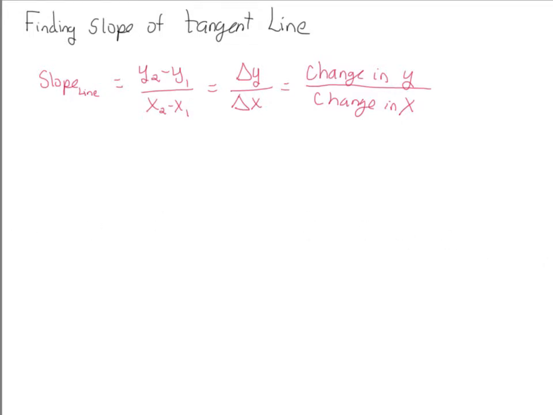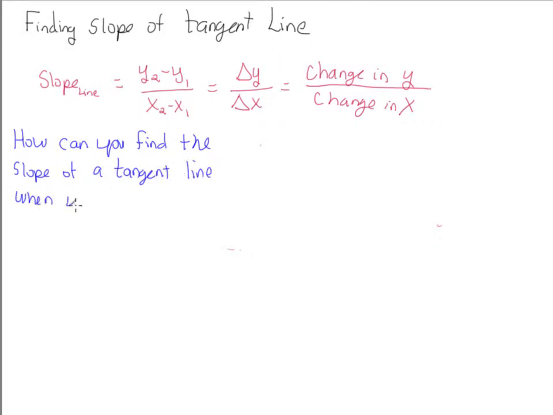We are still going to use that basic definition of a slope, but we're going to have to do a little bit more because we have a problem when we try to find the slope of a tangent line. Our problem is that we only have one point on the line that we know. It is the point of tangency. So how do I use the equation above, the change in y over the change in x, when I don't have a change? I only have a single point.